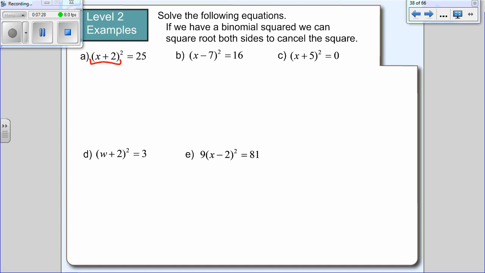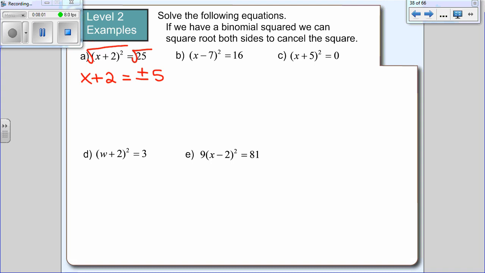So if you want to solve something squared equals a number, what do you have to get rid of? The squared. How do you get rid of the squared? Square root both sides. So when you square root both sides, you now end up with x plus 2 equals positive or negative 5. This is the same concept, it's just now you have a binomial square instead of a monomial square.